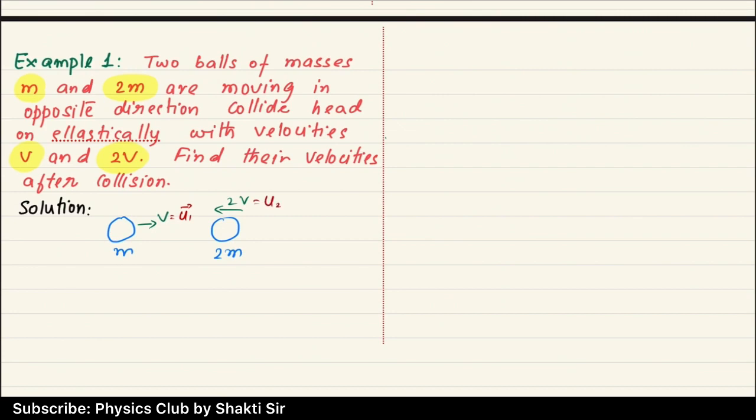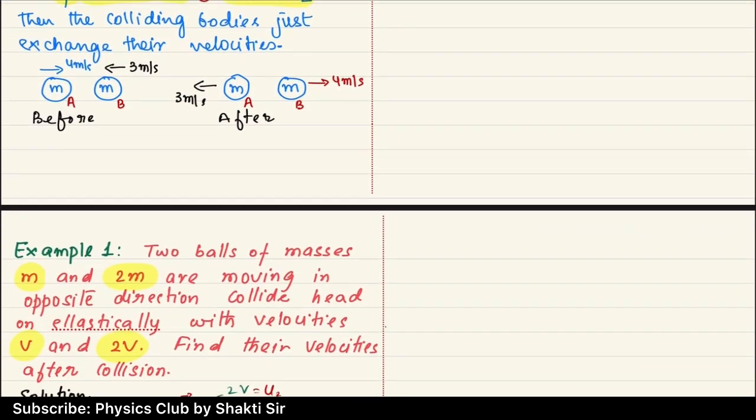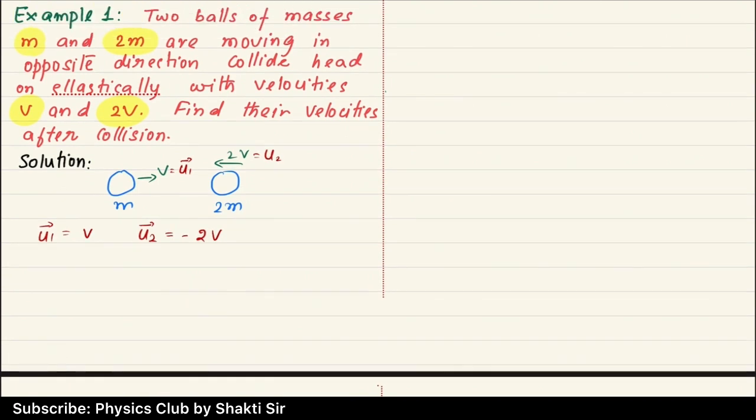In vector form, what will u1 be? It is v, because it is toward the right. But the direction of u2 is towards the left, so you will write negative 2v. Now we will use these equations to get the answers v1 and v2. So let's write the value of v1. v1 is equal to (m1 minus m2) divided by the total mass m1 plus m2, times u1 vector, plus 2 times m2 u2 divided by m1 plus m2.